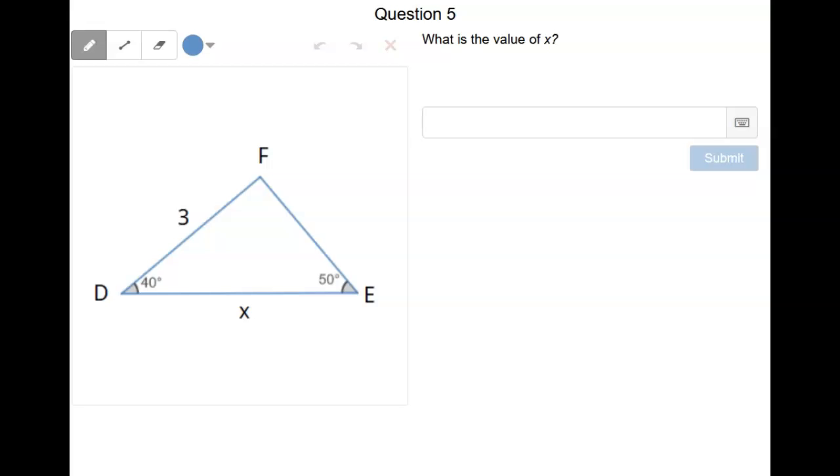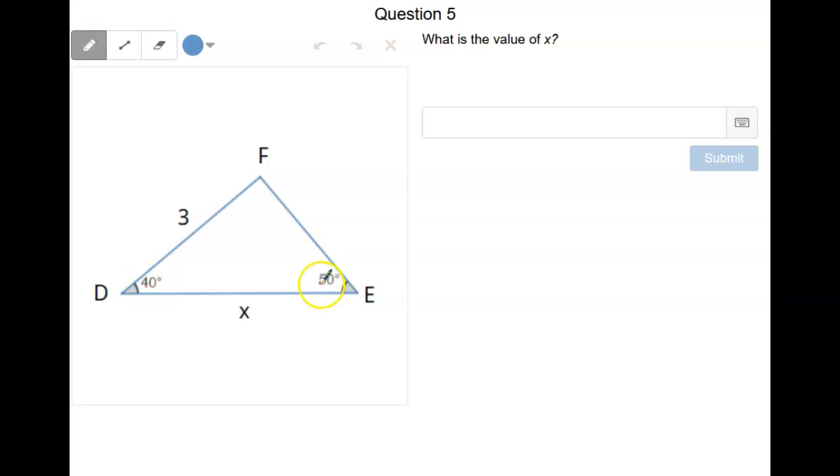Question 5, what is the value of x? So first thing we have to check is whether or not this is a right triangle, because we can't use the Pythagorean theorem with this because we only know one side length. And we can only use those trig functions, cosine, sine, and tangent, if this is a right triangle.